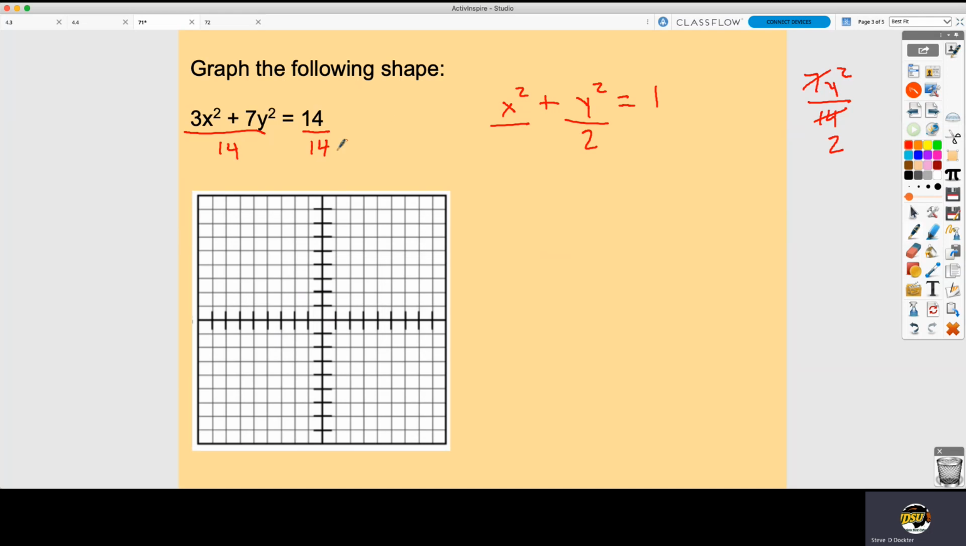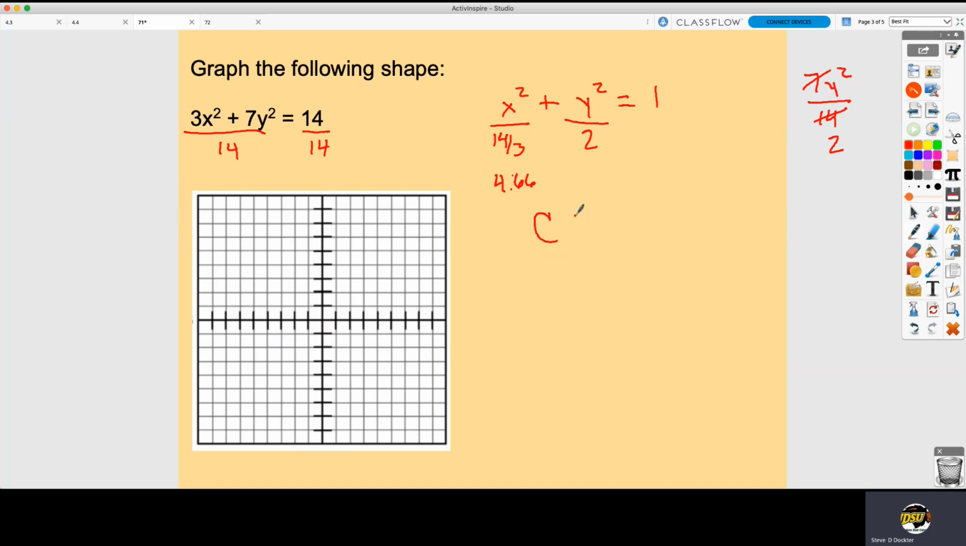But to get this, all you really have to do is go the bottom one divided by the top one. So for the x, the number under x, we would go 14 divided by 3. You can write it as a fraction if you want to, or you could write it as a decimal if you want to. It doesn't really matter here. Either one of these would be correct, because all we're trying to do here is graph this.